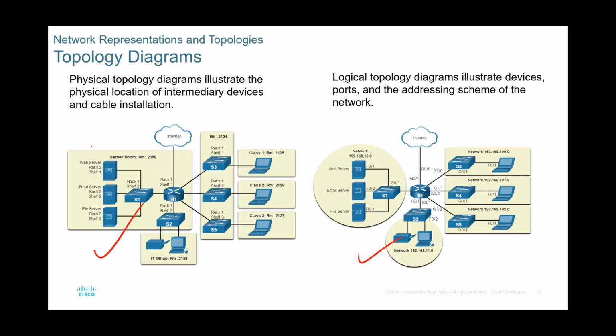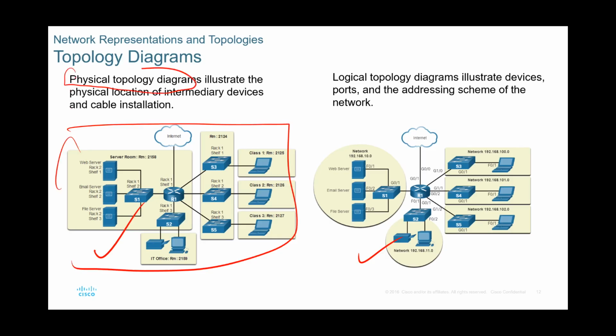The one on the left here is referred to as the physical topology diagram. It just illustrates the physical location of intermediary devices and cable installation, where they are located. We have had a situation in the place where I work where they will call that they cannot browse in a particular department, and the person that will be sent there will be looking for where the switch is for that particular building.